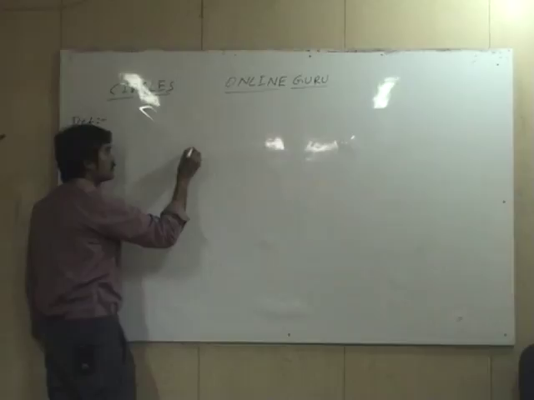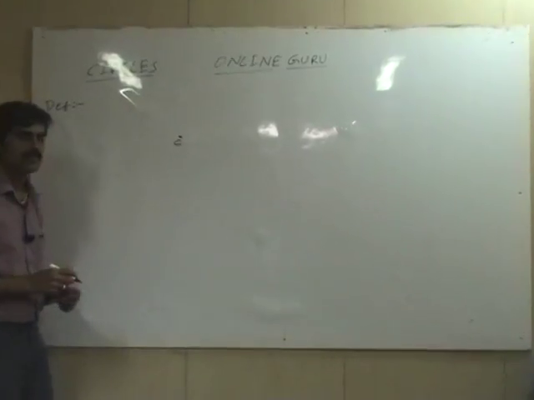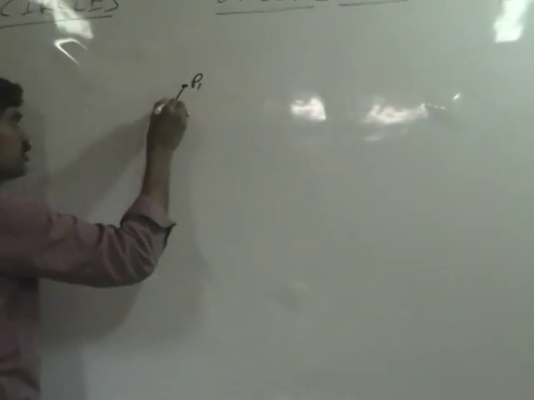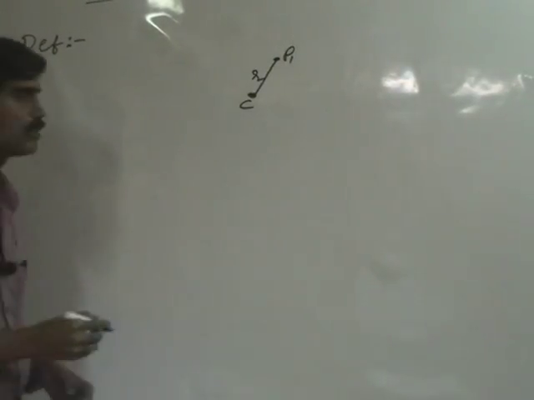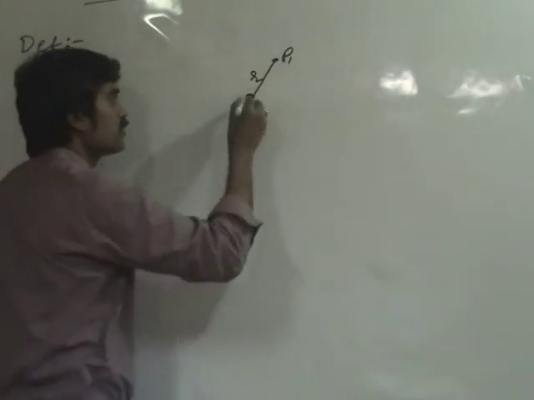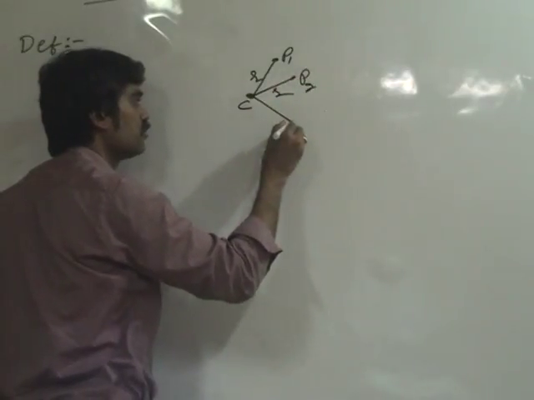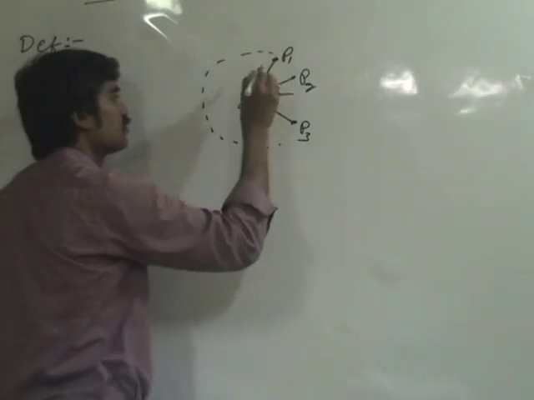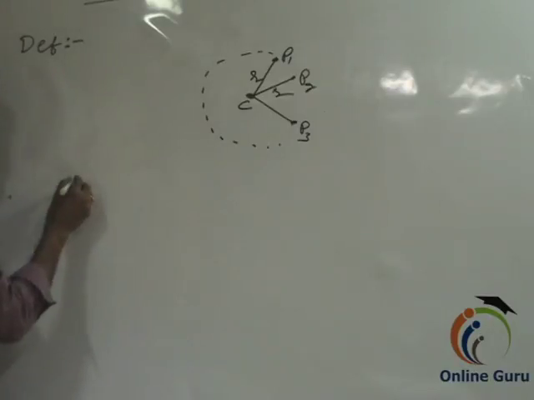Consider a fixed point C. Consider another point P1 at a distance R from C. Not only this point, you can take any number of points which are at the same distance R from C, like this. All these are the points.